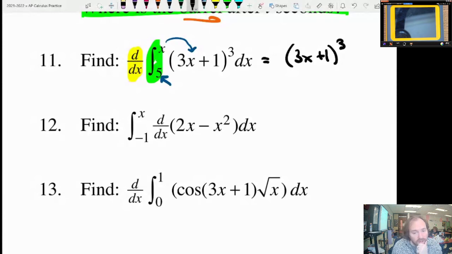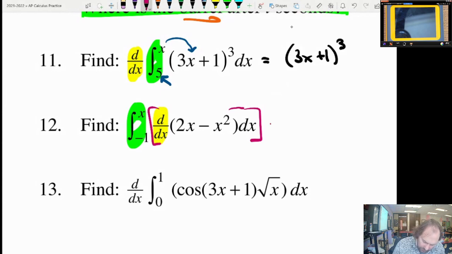That's it. Now, 12 is very much the same thing. We have the integral of a derivative this time. The only thing you got to remember here is the order kind of matters when you're doing this. The integral and the derivative are going to cancel each other out, but what you're going to be left with is the antiderivative of this thing. And that's asking what's the antiderivative of that derivative. And so the answer is going to be kind of the same, 2x minus x squared, because that's the antiderivative of the derivative of 2x minus x squared.